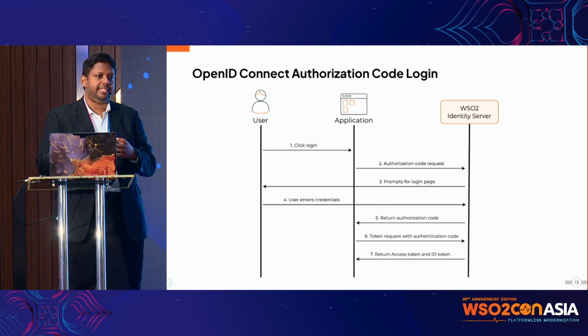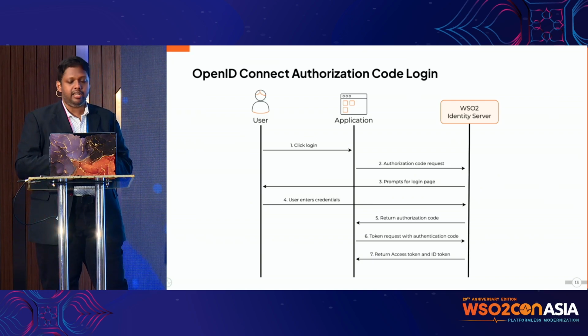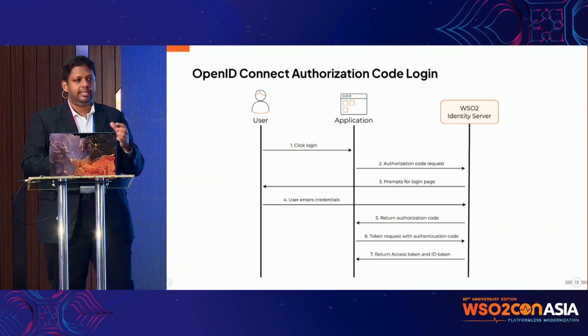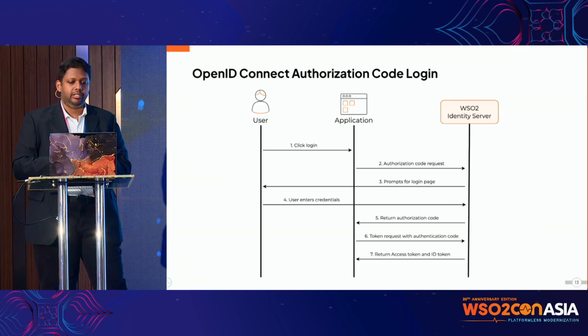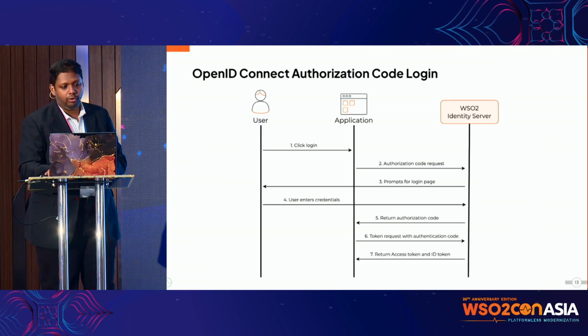The ID token is basically the user's identity, right? The identity information is there. The access token is basically a delegated token by the user to the application to call APIs, right? And the access token contains what are the permissions or scopes that the application can access, right? So this is the very high level flow.